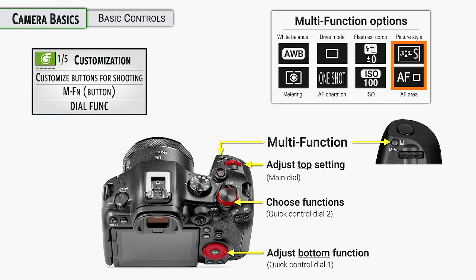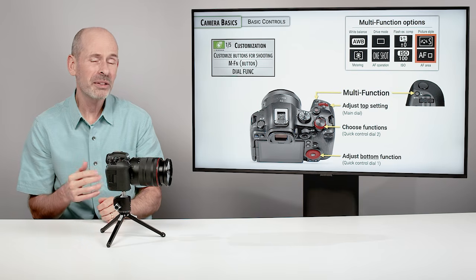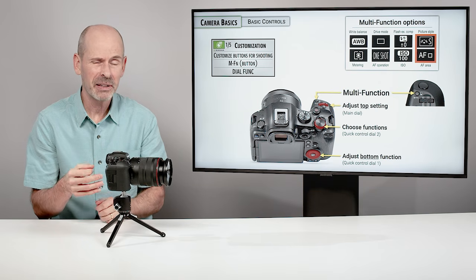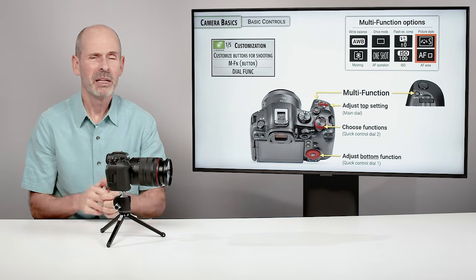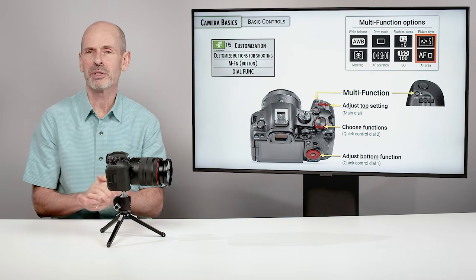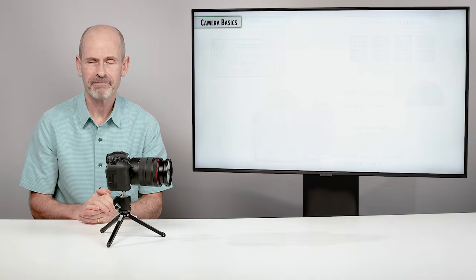Now, this is something that can be customized. If you don't like where certain items are, you can move them around. If you don't like the fact that it shows up because you never change it, you can take it out. There's not too much that you can really add in here, but you can do some customization, and this is something that we'll deal with as we get more into the customizing of the camera itself.